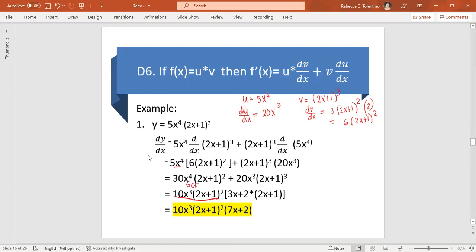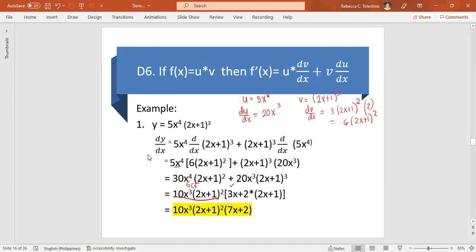Okay. So dividing the first group of terms by the GCF. That's 30 over 10 is 3. And then x to the fourth over x cubed is x. We totally canceled out (2x + 1)². So in the first term, what's left is 3x.